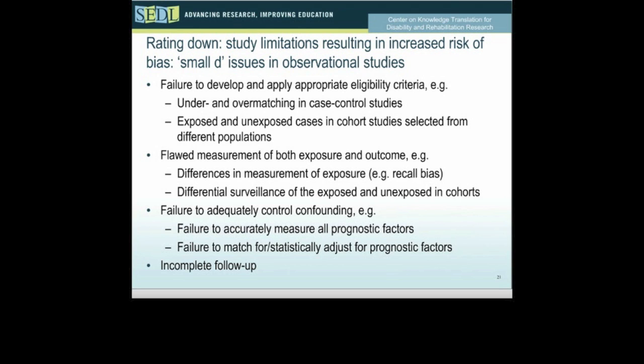If you do not measure all relevant prognostic factors in an observational study, you cannot control for these things. So you have to measure them and then do an appropriate statistical analysis that controls for any differences in prognostic factors. And lastly, we have the issue again of incomplete follow-up.